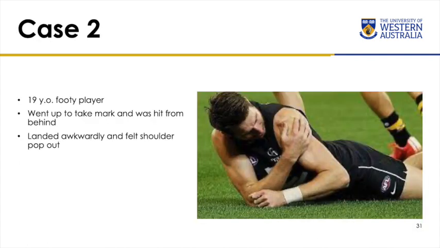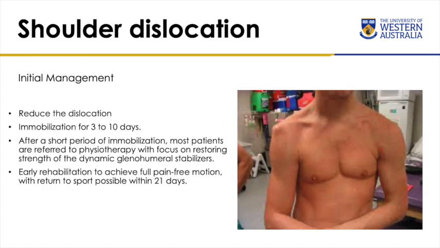Moving on to case 2, the footy player, which you all should hopefully have realised has a dislocated shoulder. Initial management is first to reduce the shoulder dislocation. It's often best achieved under sedation. Generally, we immobilise the shoulder for a period of 3 to 10 days in a sling, but it's important to not immobilise them for too long, get them seeing the physio who focuses on restoring strength of the dynamic glenohumeral stabilizers, all those muscles that we previously mentioned that provide stability to the shoulder.